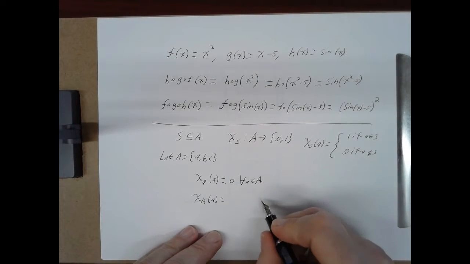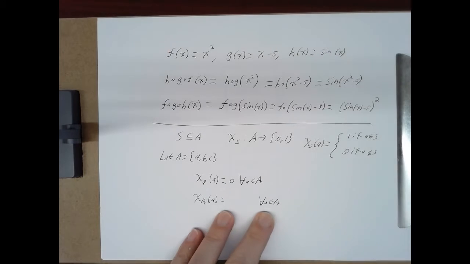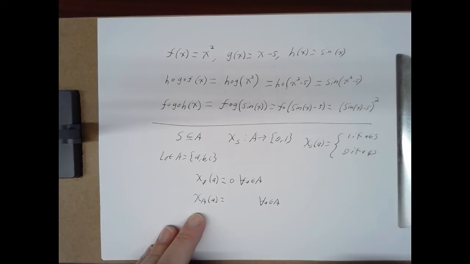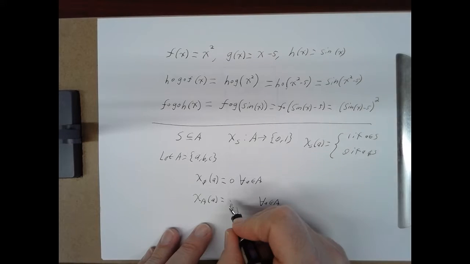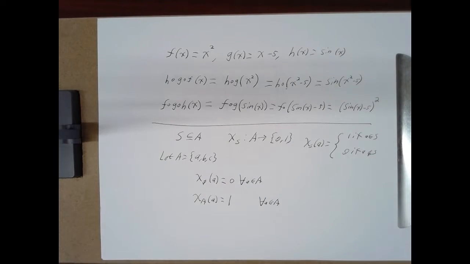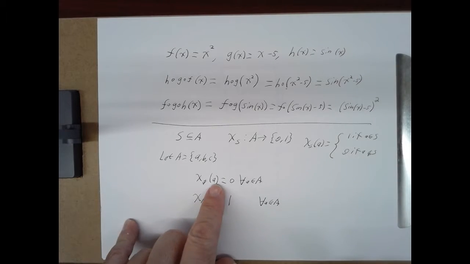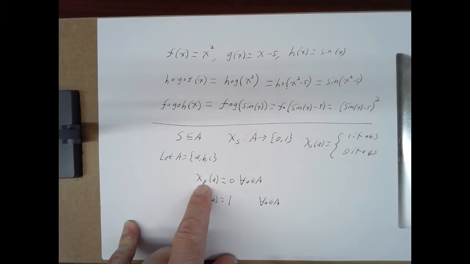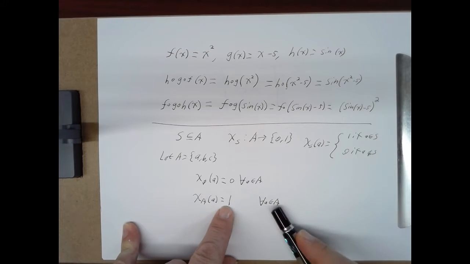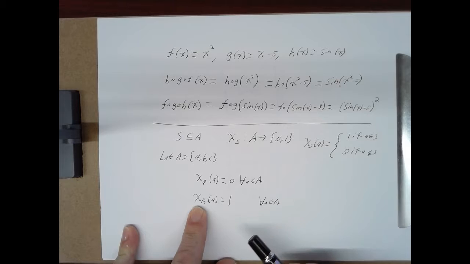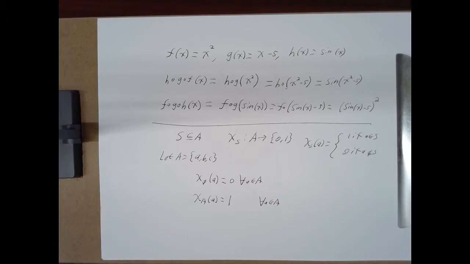And for any element of A, any little a that belongs to the set A, it's going to be an element of the set A, right? So this is necessarily going to be 1. So this is just saying there's no elements in set A that belong to the empty set. This is saying every element in set A belongs to set A. So it's a kind of quirky way to define 0 and 1 functions.